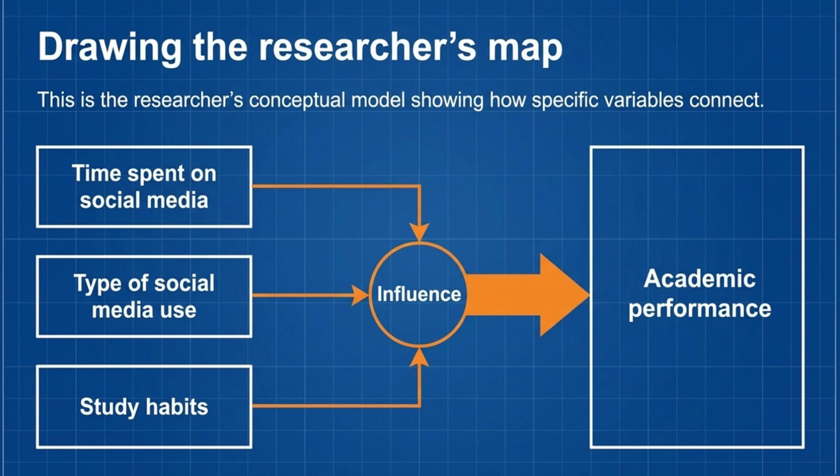Based on the theory and previous research, the researcher may propose that time spent on social media, types of social media use, and study habits may influence academic performance. The researcher may draw a diagram showing arrows connecting these variables. This researcher-developed model or map represents the conceptual framework of the study.